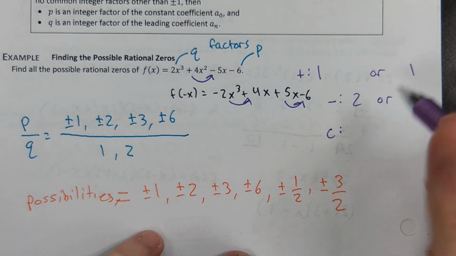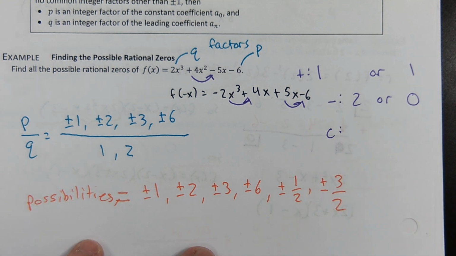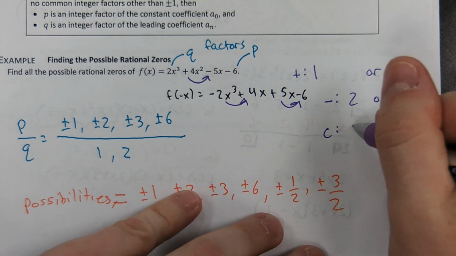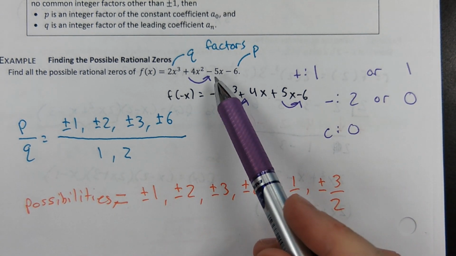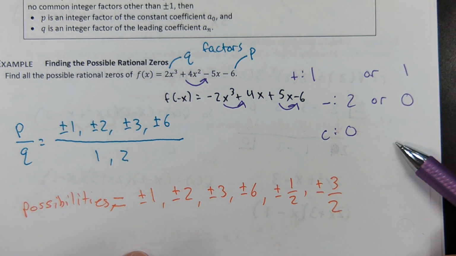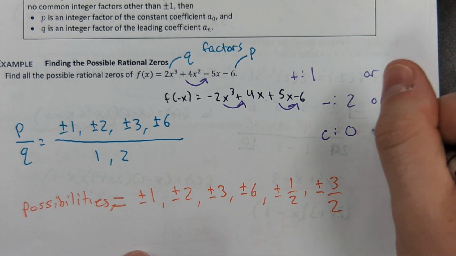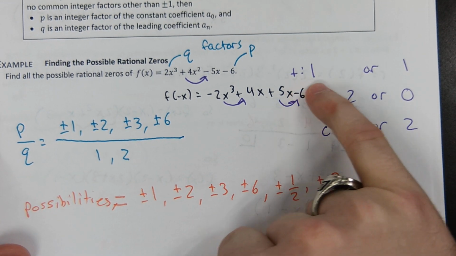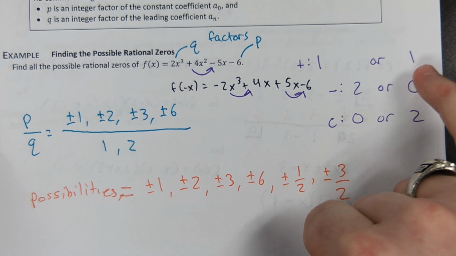So if there were 1 positive and 2 negatives, how many complex would be left? 0 of them. This is a degree 3 polynomial. If there's one positive and no negatives, then how many complex are there? 2. And the reason why this is useful to us is you know there's only one positive real root.